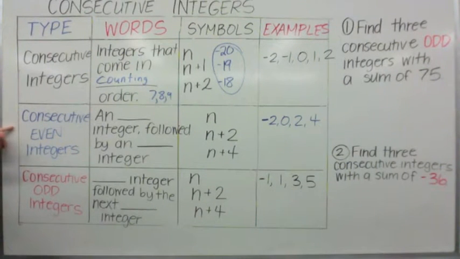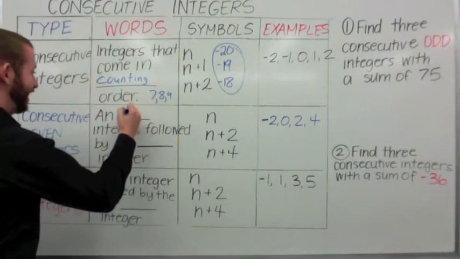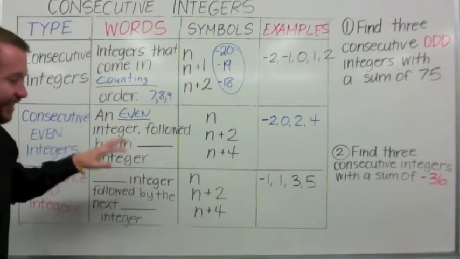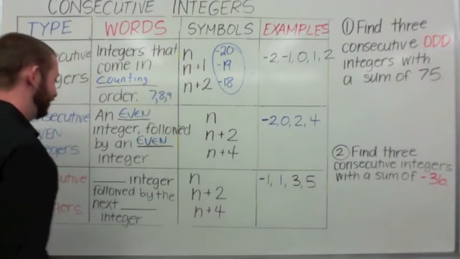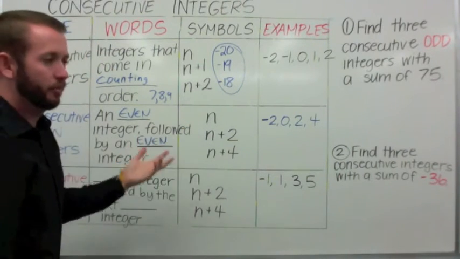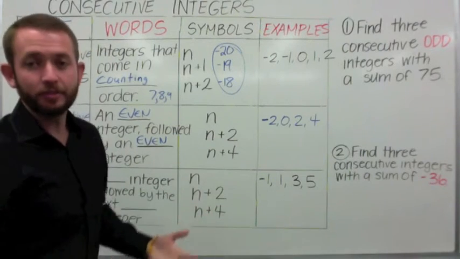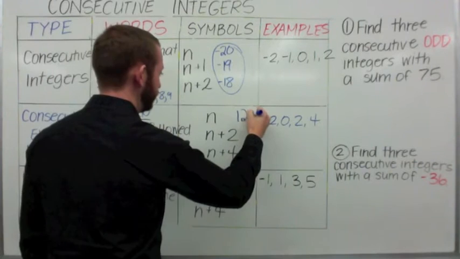Consecutive even integers are an even integer followed by an even integer again. So again, you pick an even integer. Can you pick a number like 5? No, because 5 isn't even. But let's suppose we picked an even number, say 12.